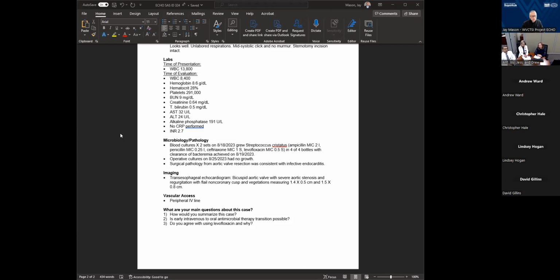My own bias is probably tilted a bit more towards the highly orally bioavailable drugs like the quinolones, the linezolids, and now cefadroxil. So that might have been a question. An endovascular infection.